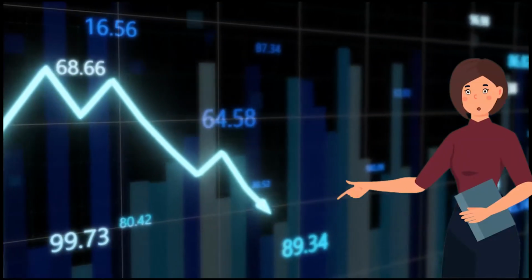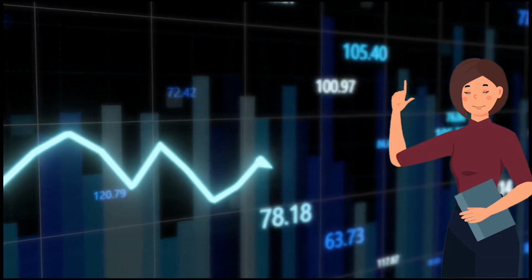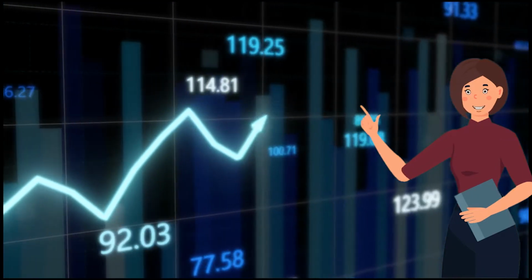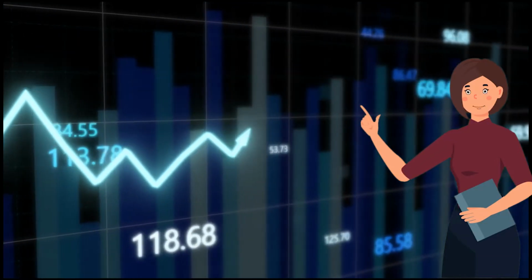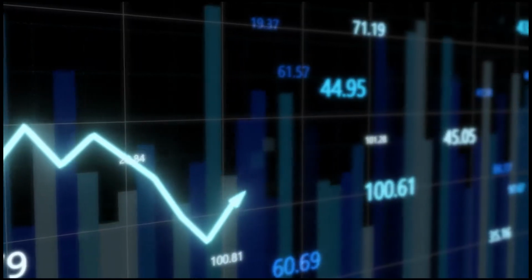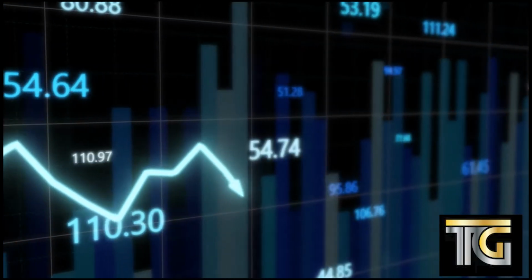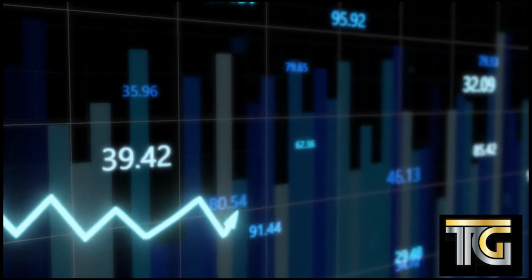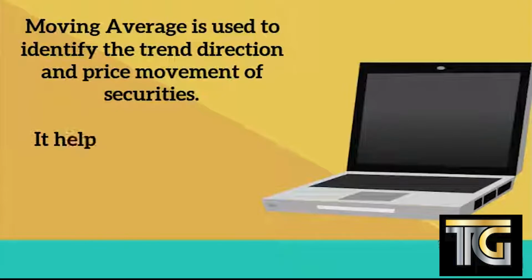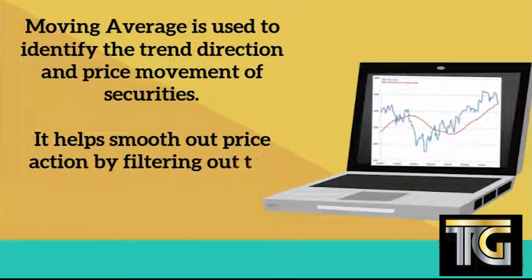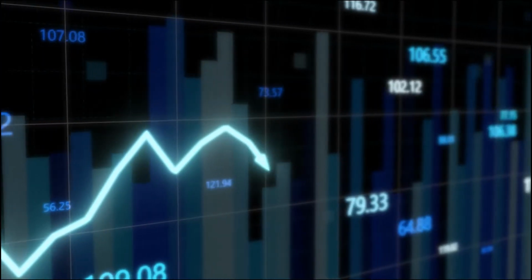Today here in TG Stocks we will be discussing moving averages and how to use them as one of the technical analysis tools you can use in your stock market trading. Moving average is used to identify the trend direction and price movement of securities. It helps smooth out price action by filtering out the noise from random price fluctuation.